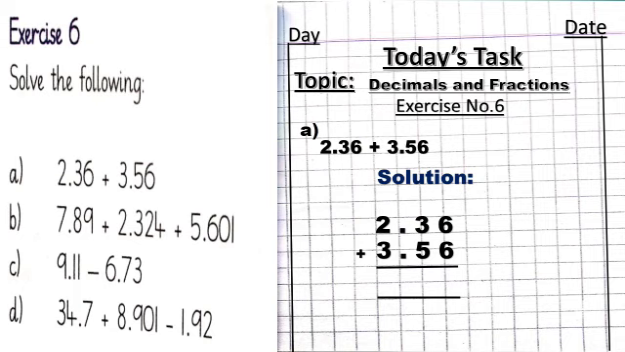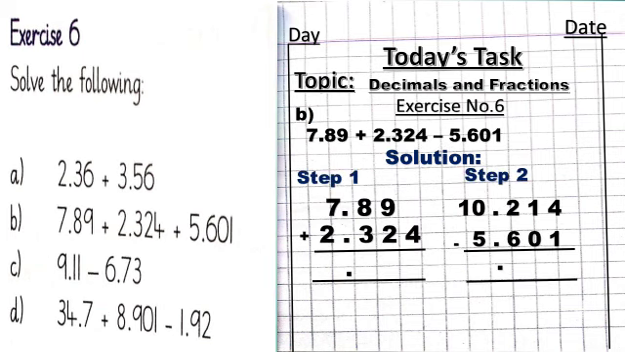So 6 plus 6 is equal to 12. We can't write 12 here. We will write a single digit, that is 2, and 1 will shift to the next column. And 1 plus 3, 4. 4 plus 5 is equal to 9. Decimal point will shift as it is. 2 plus 3 is equal to 5. So we get our final result, that is 5.9.